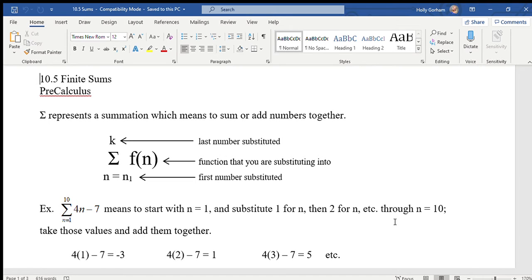So we are skipping section 10.4 and moving on to 10.5, and really 10.5 and 10.6 go together. So this will be the last section of chapter 10 that we have. There's a lot of calculator work going on in this section, so make sure you're paying attention.